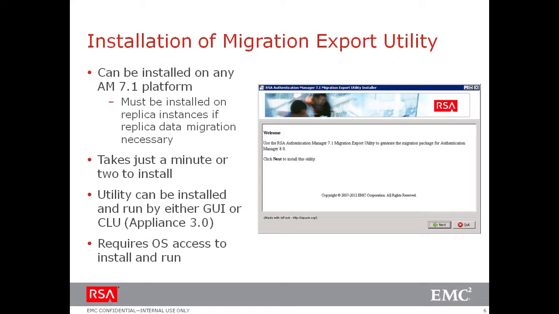So the installation of the migration export utility can be done on any 7.1 platform, whether it be an appliance, Solaris, Windows, Linux, and it has to be installed on the replica instances if you want to export replica data in particular. It doesn't take long to install, just a minute or two. And it can be installed either in a UI mode for those of you on Windows or Linux, or it can be run in command line utility mode for those of you, for example, on the appliance 3.0. It does require OS access to install and run, so be aware of that.